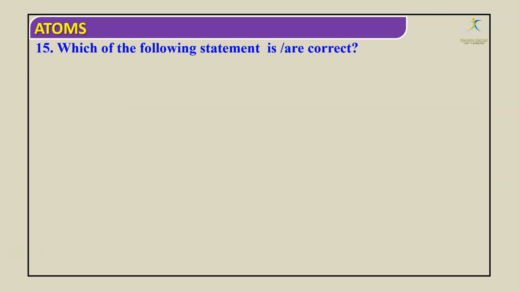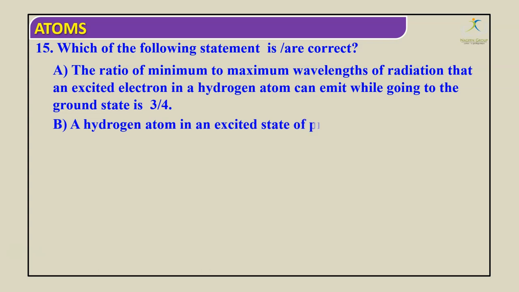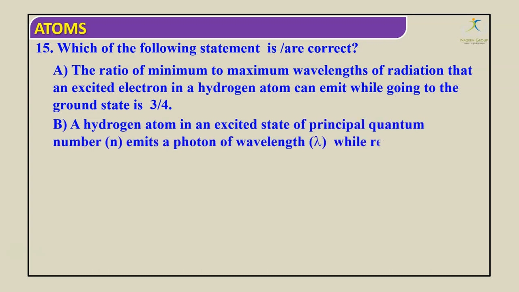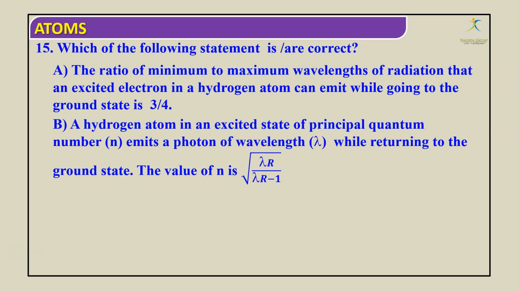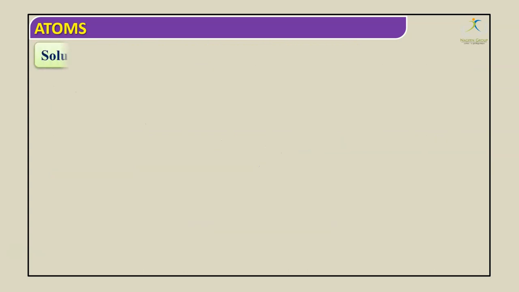Last question: which of the following statements is correct? A: The ratio of minimum to maximum wavelength of radiation that an excited electron in the hydrogen atom can emit while going to the ground state is 3 by 4. B: A hydrogen atom in an excited state of principal quantum number n emits a photon of wavelength lambda while returning to the ground state; the value of n is under root of lambda R by (lambda R minus 1). Options: first, A and B are correct. Second, A alone is correct. Third, A and B both are wrong. Fourth, B alone is correct. Let's move with the solution part so that we can see the clear picture of this question.